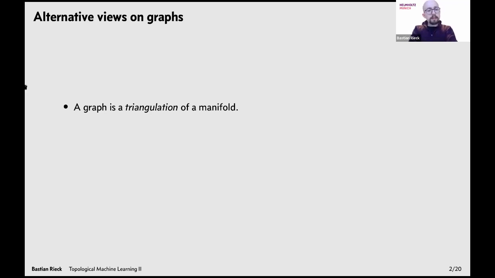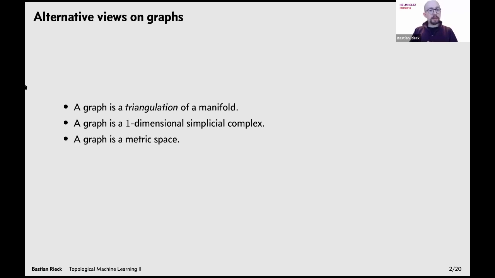So certain people think that a graph could be, for instance, a triangulation of a manifold. So it arises as you take a manifold, you triangulate it, and then you take the vertices and edges arising from that. Another thing could be to say that a graph is rather something like a one-dimensional simplicial complex, which already gives you an understanding of the generality of that notion, because you could say, well, if there are simplicial complexes, then I take some time to think about a specific type of simplicial complex, and I call that a graph. Of course, you could also say, well, a graph is some kind of metric space.